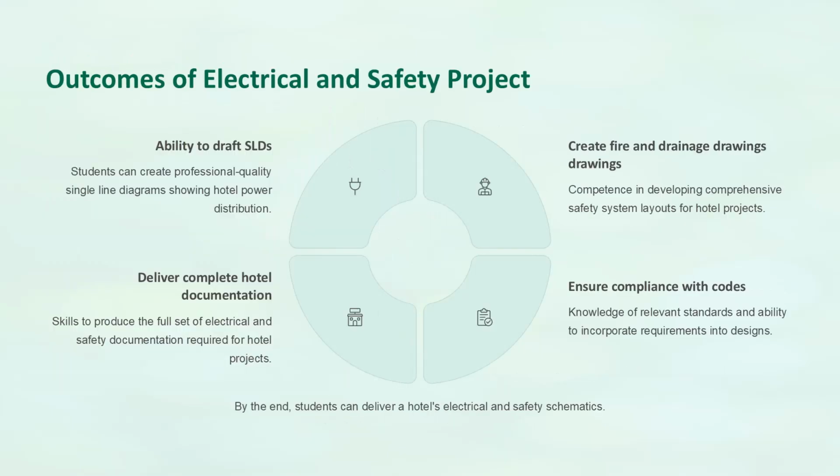Outcomes of electrical and safety project. Let's now review the outcomes of the electrical and safety project. Students gain the ability to draft accurate SLDs. They learn to create fire protection and drainage layouts. They develop competence in code compliance.